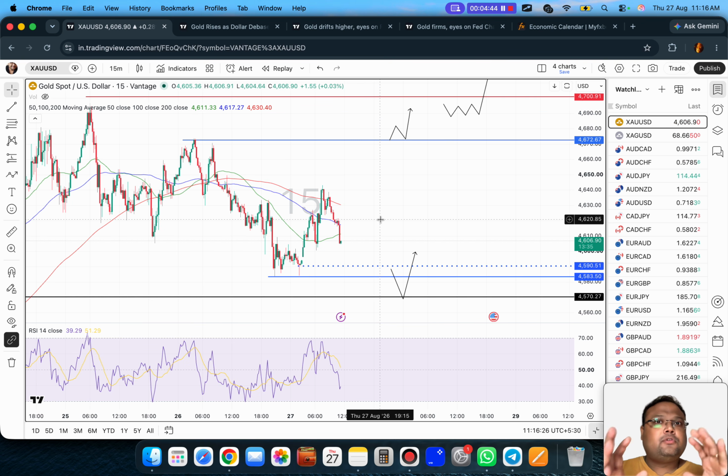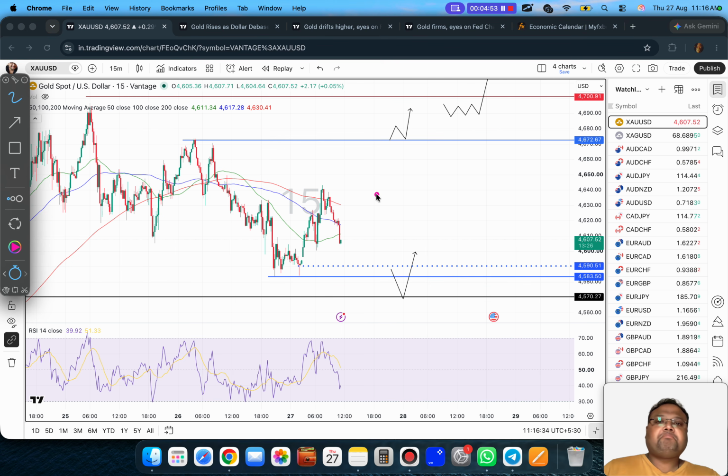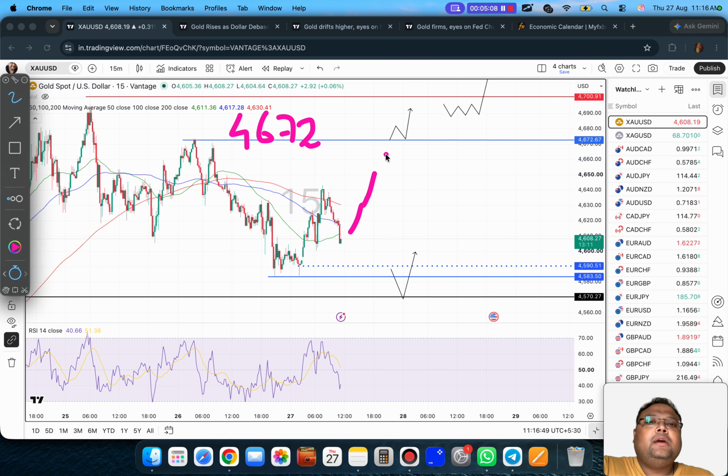Okay, and taking support around 4590-85 still signifies that market is sideways. And during the day, if market goes up, my dear friends, then our first important level will be 4672. This is the first important level for us. If market goes for a breakout, then my dear friends, we will be looking for buy at pullback.